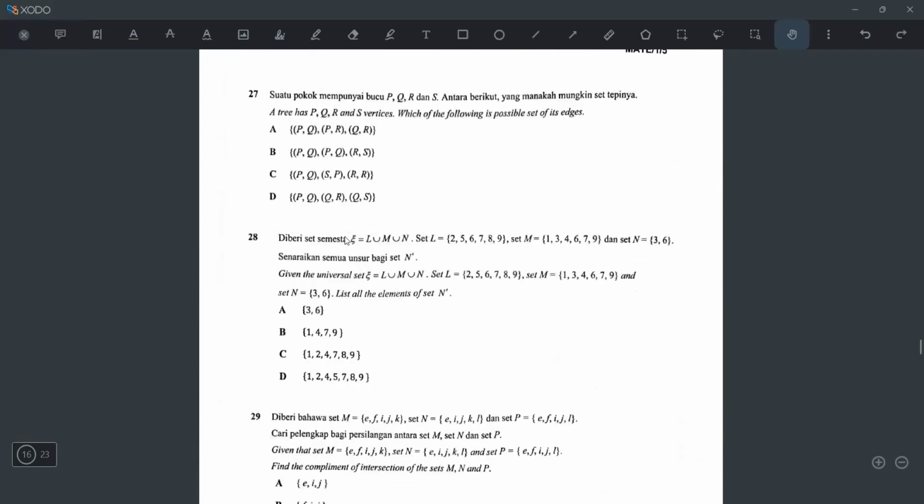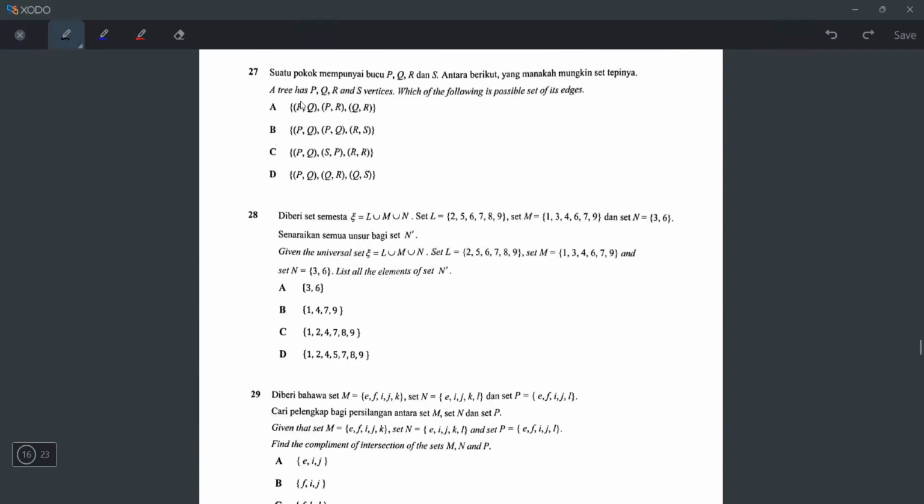Okay, let's go to 27. A tree has P, Q, R, and S vertices. Which of the following is a possible set of edges? Oh my god, this one I have to put star, bro. I put 5 stars. Why? Because this is so common in exams. This question comes out so many times because I did all the trials in 2021, and every state has this thing, like the tree. Now I'm doing 2022 already, and it still comes out. So the exam really likes this.